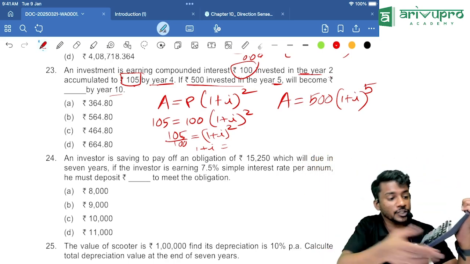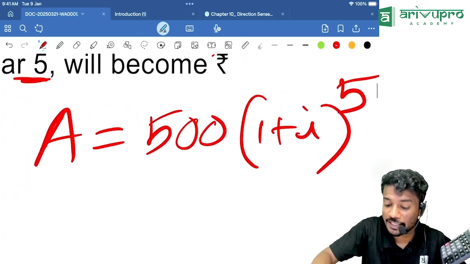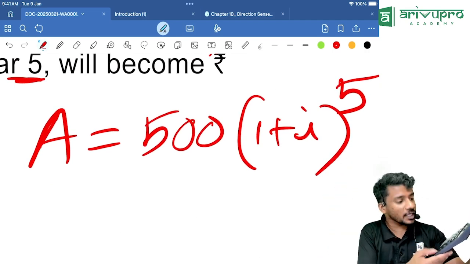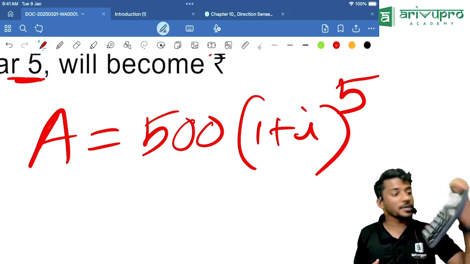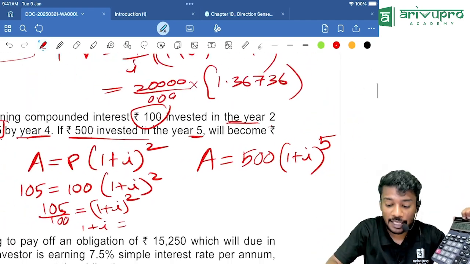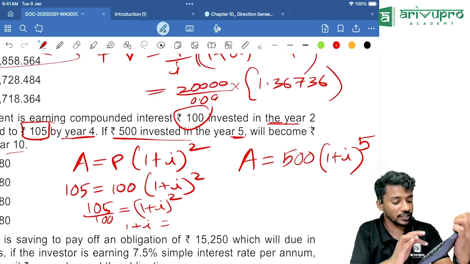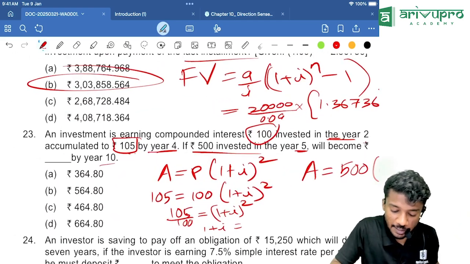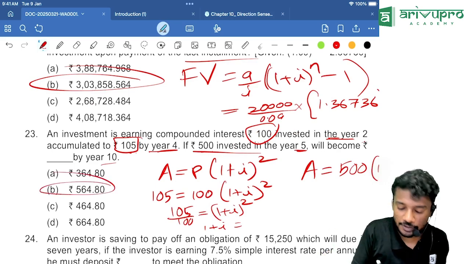Then into, equal to how many times should we take here? 4 times. 1, 2, 3, 4. How much is it? 1.129 something is there. Keep it in the calculator itself. Multiply it with 500. How much is the answer? Option B. Did you understand the method?